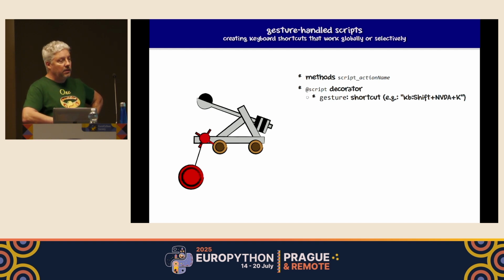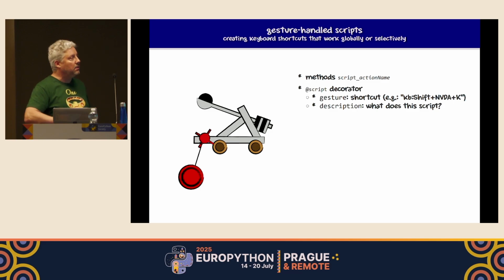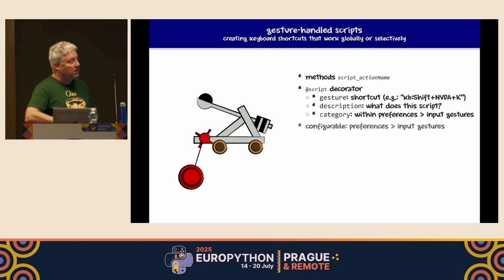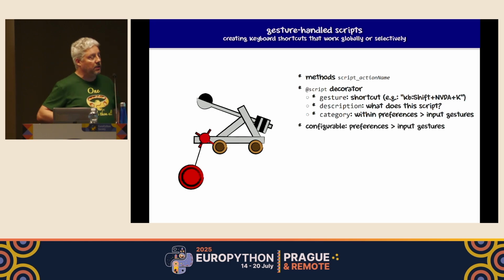Then I have the description. This is what this script does. This is for when I activate the help in NVDA. And the category within the dialog of input preferences, so if I don't like this shortcut or if it interferes with another shortcut, then I can change it in this dialog, so it is configurable in this dialog.